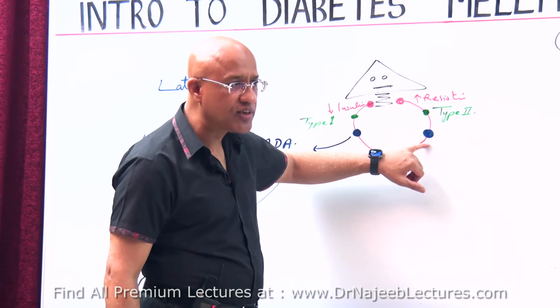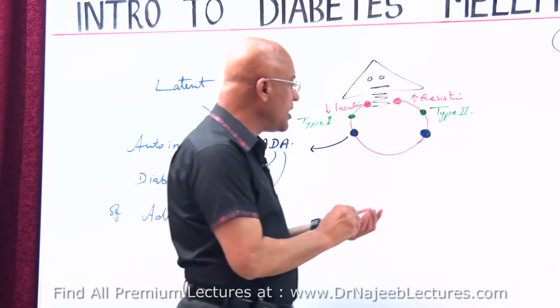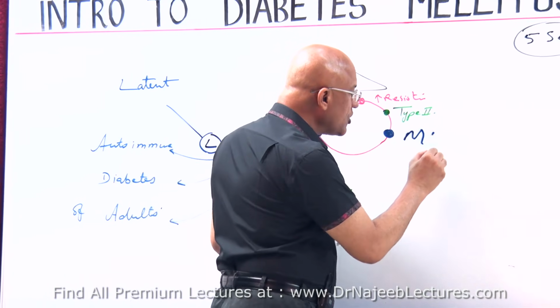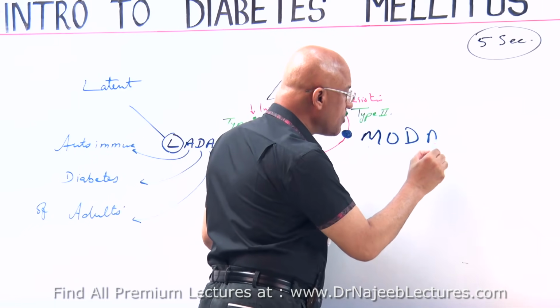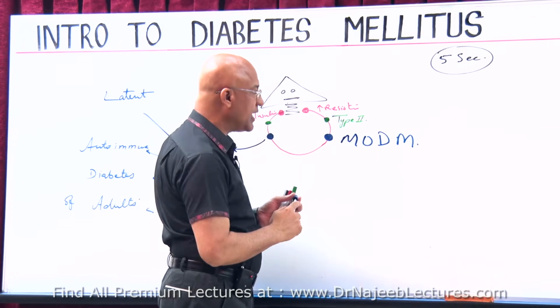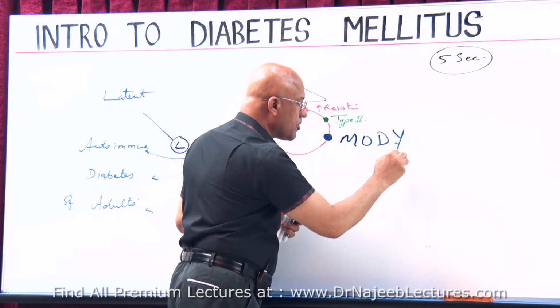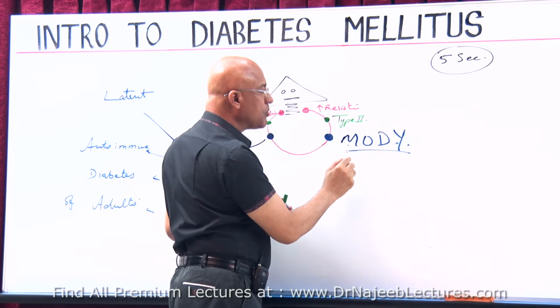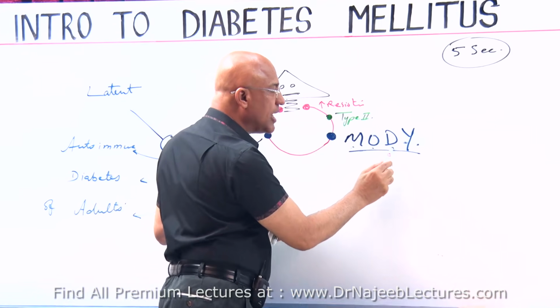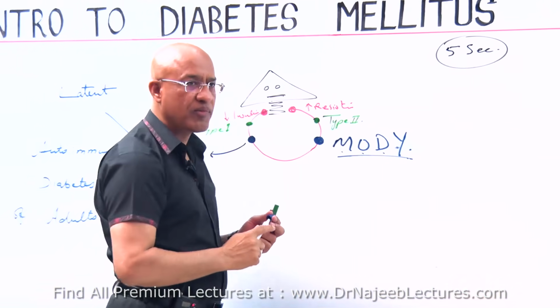Classically it should start at older age. If it starts at younger age, we call it maturity onset diabetes mellitus, right? Or we just call it MODY. MODY stands for maturity onset diabetes of young people, right?